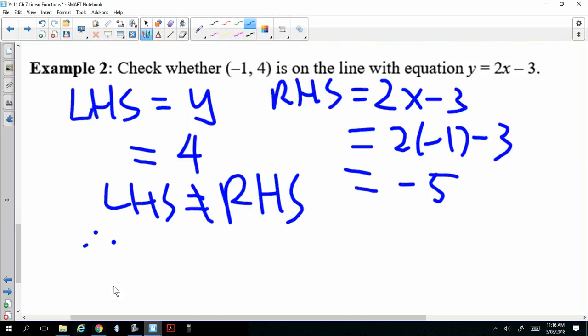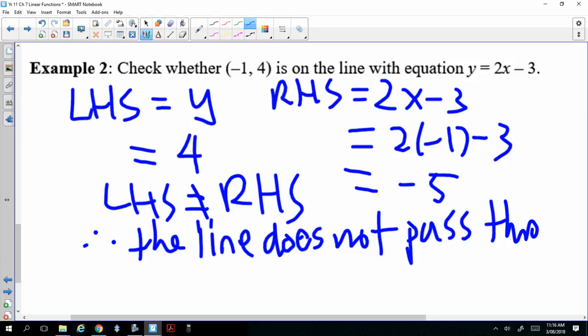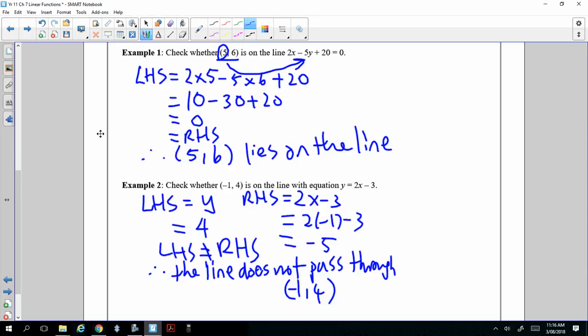So you can say the line does not pass through (-1, 4). Yes, negative 1, 4. Okay, thank you. All right, so make sure you know how to check things. There you go. We'll move on very soon to distance.